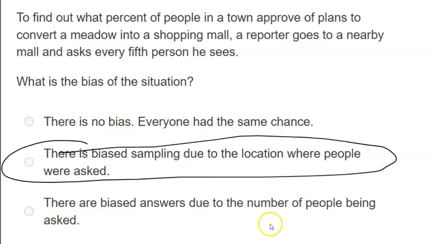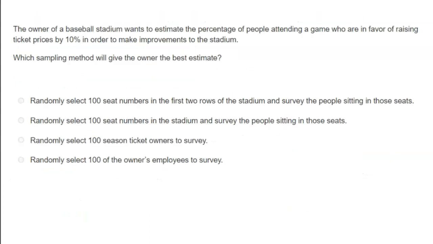And then it says, due to the number of people being asked, he did a pretty great job just doing every 5th person, where he's truly randomizing his data that way, but it's just where he was grabbing those samples that would have been incorrect.